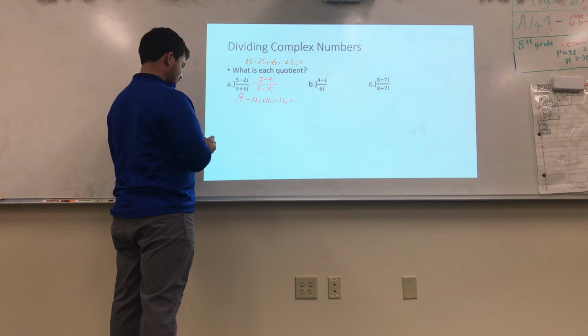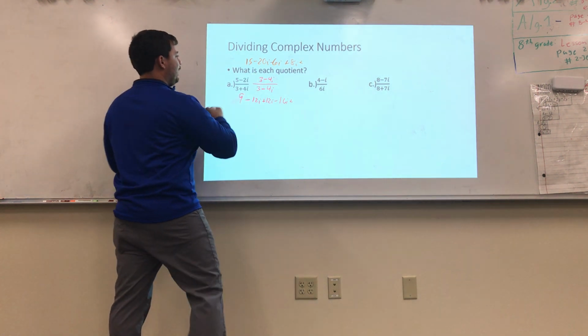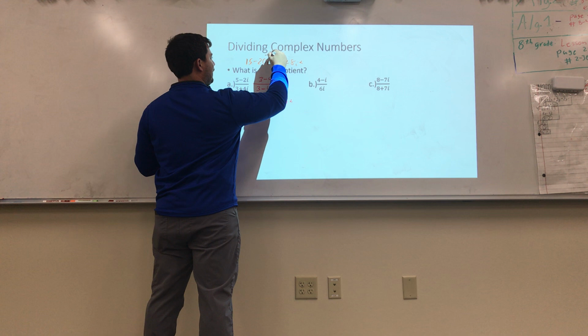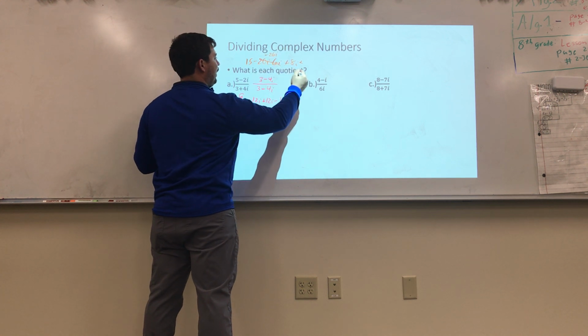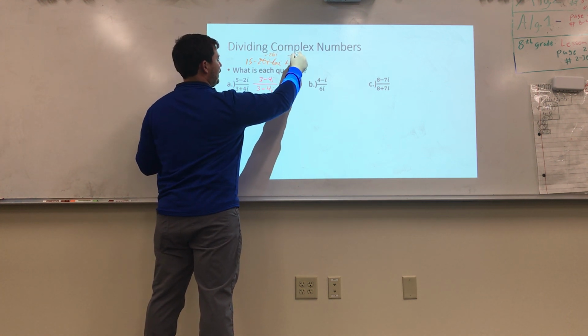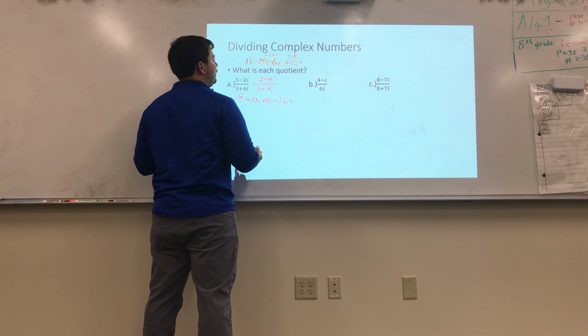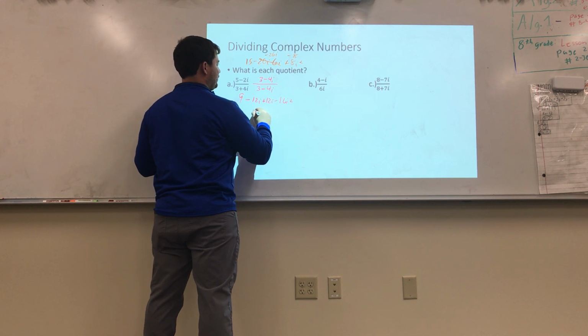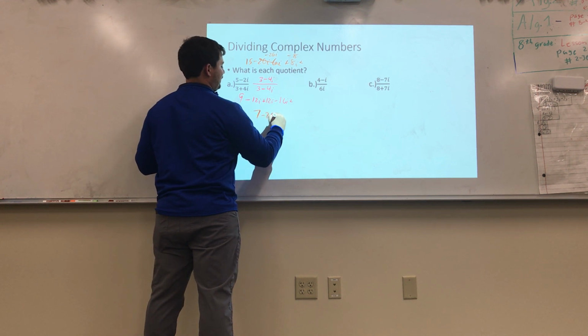All right. I'm going to simplify this. This is going to give me negative 26i. That's gone. This would give me a minus 8. So I'm going to have 15. So I'm going to end up with 15 minus 8, which is 7, minus 26i.